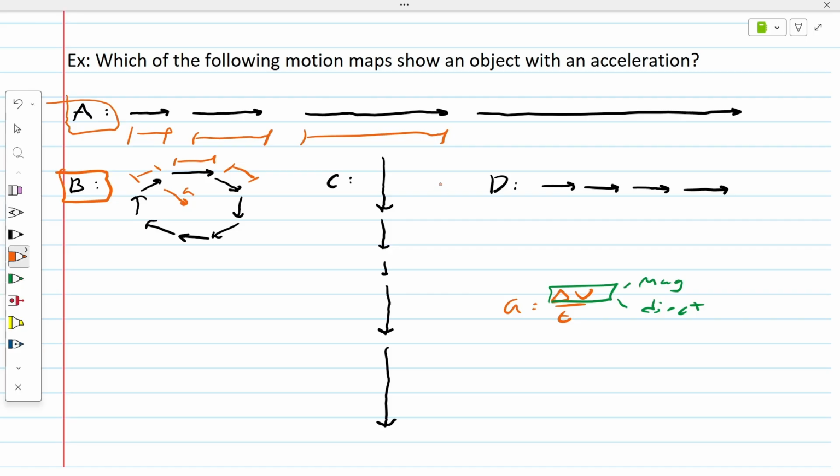And then C, we see that this magnitude is larger, and then it gets smaller and smaller, and then it gets larger again. So there must be some acceleration in this direction first, and then at this point it switches to the acceleration being in that direction. So C will also have acceleration. And then for D, the distances between the arrows are constant. That tells us D does not have an acceleration, so we would not select D here.